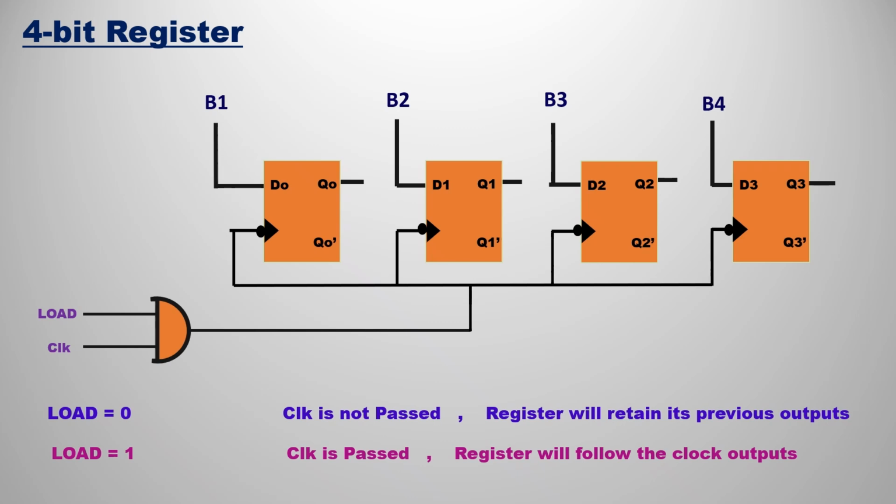then the clock would be passed through the AND gate and applied. As the clock is passed, the register will follow the clock outputs, meaning whatever the present state is will be passed as the next state. That is the normal function of the 4-bit register. So in this scenario we can control the clock signal with the help of the AND gate, and according to our requirement we can change the outputs.